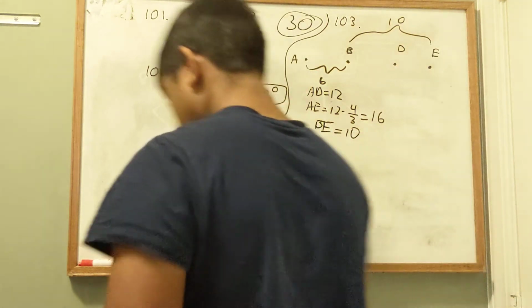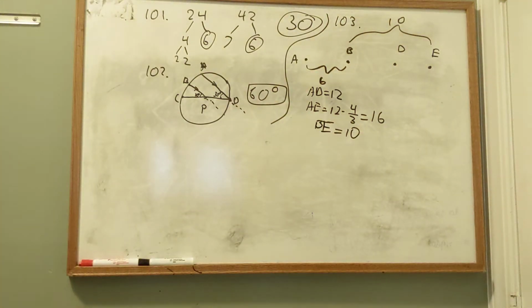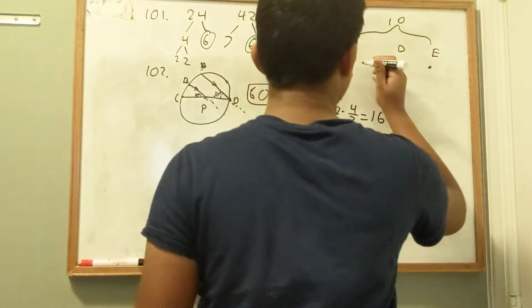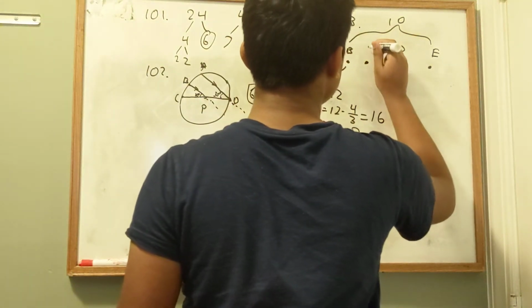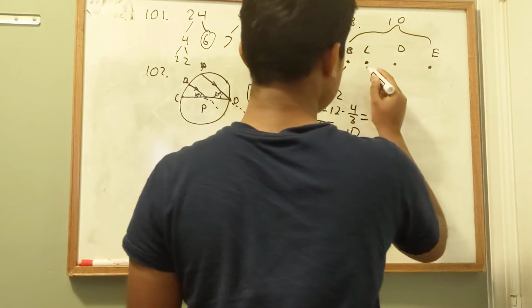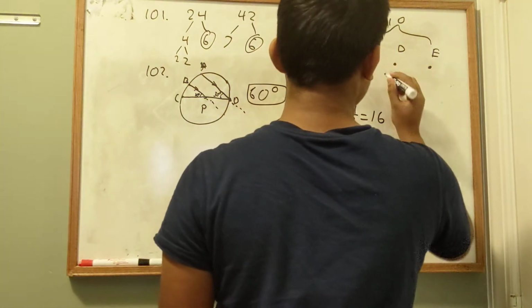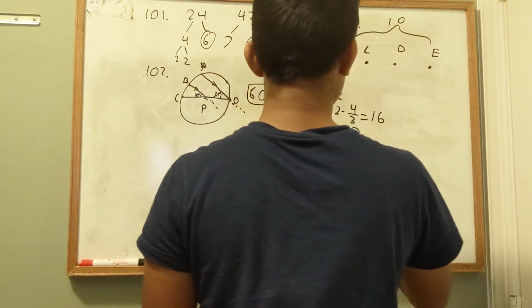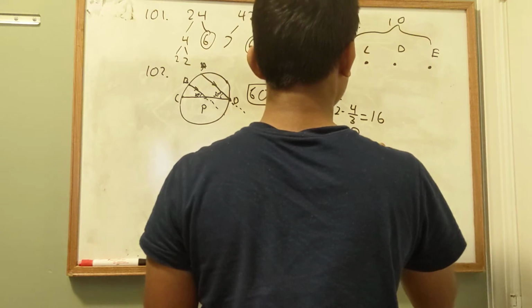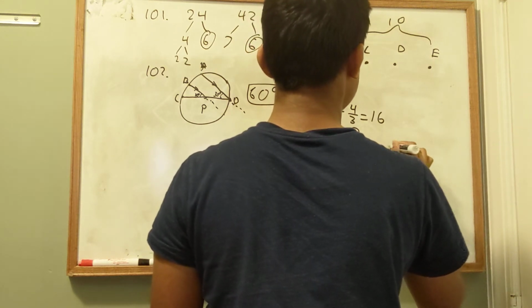Then lastly, it tells us that C is 1/5 of the way from B to E. So I'll draw C about here. And that means this whole thing is 4/5 of 10. So CE equals 4/5 times 10, or 8.